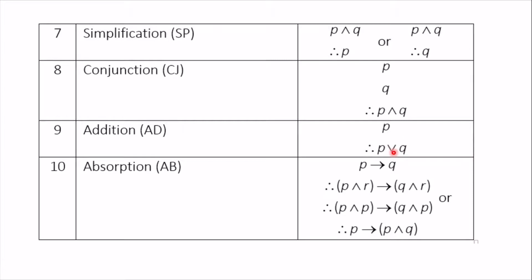Now, the last rule is what we call the absorption. In the absorption, we only have one premise, which is a conditional statement. In this rule, we can actually add or conjoin the same statement from the two statements, the antecedent and our consequence. For instance, here, our conclusion is we just conjunct a statement R from the antecedent P and R, and also dun sa Q and R.